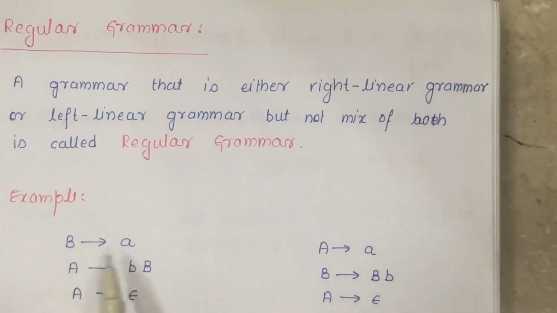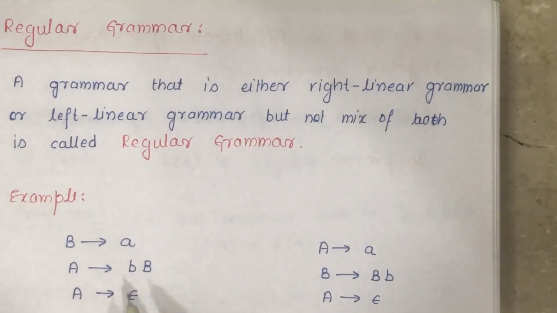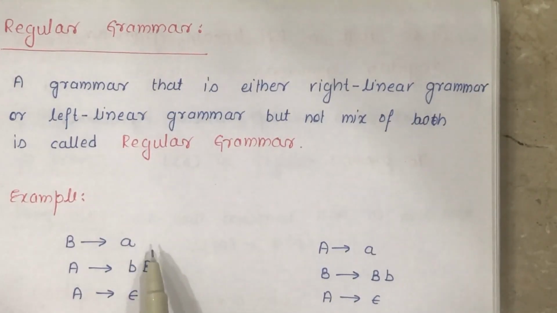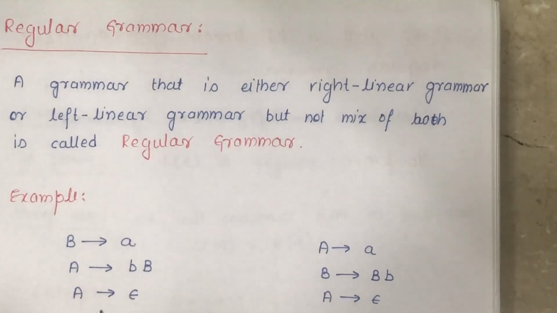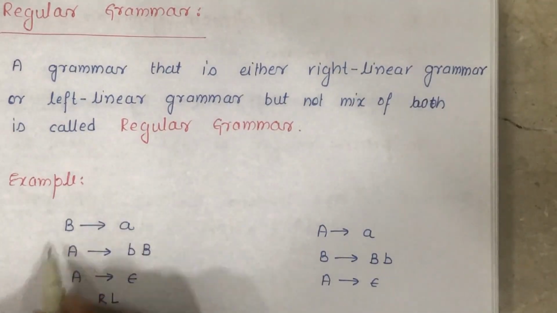First example is B to A, A to BB, A to epsilon. Here we will try to check whether it is regular grammar or not. So on left hand side we have only one non-terminal, so left hand side is satisfying the property. Now we'll check the right hand side. This alternate is having no non-terminal. This alternate is having one non-terminal situated at rightmost position. And this alternate is having no non-terminal, in fact, epsilon. So this grammar is satisfying the property of right linear grammar. So we can say this is regular grammar.